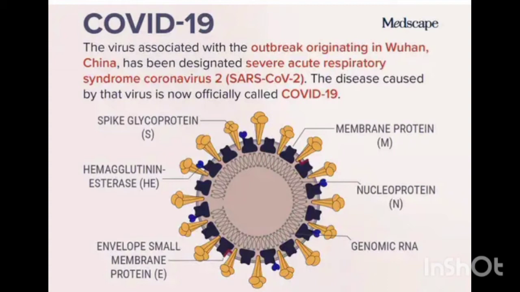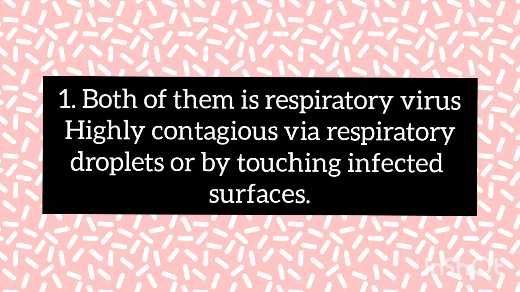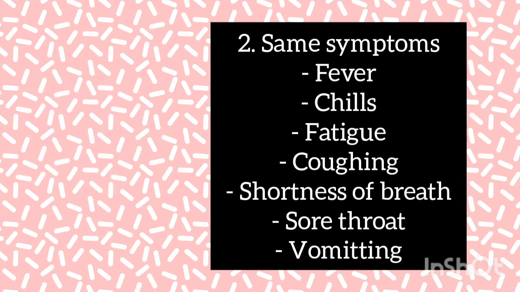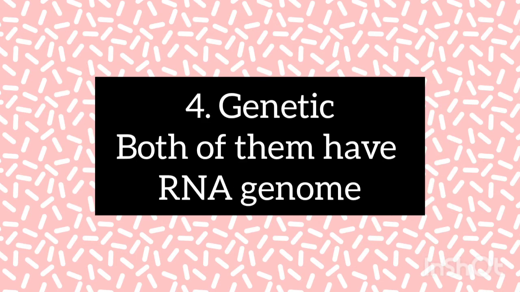This is the structure of the COVID-19 virus. There are some similarities between Spanish flu and COVID-19. Both of them are respiratory viruses, highly contagious via respiratory droplets or by touching infected surfaces. They have the same symptoms, which are fever, chills, fatigue, coughing, shortness of breath, sore throat, and vomiting. People of all ages can be infected. Both of them have an RNA genome.